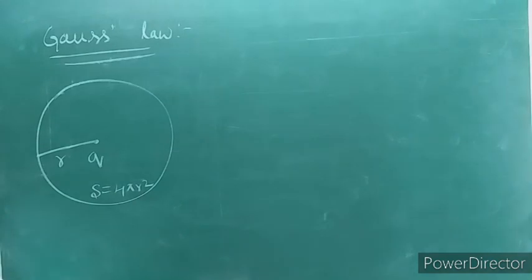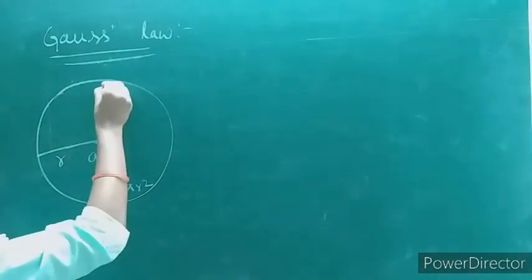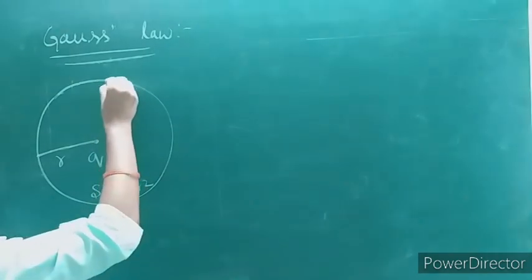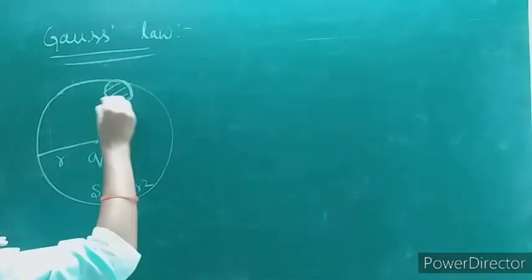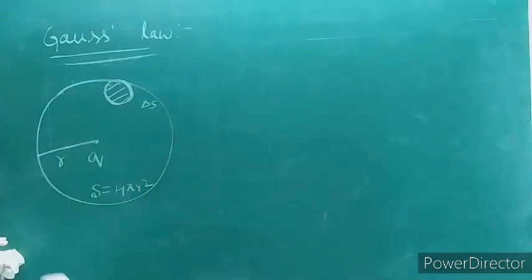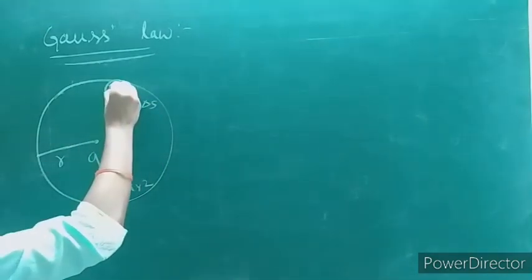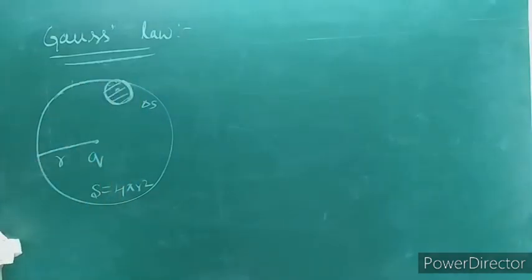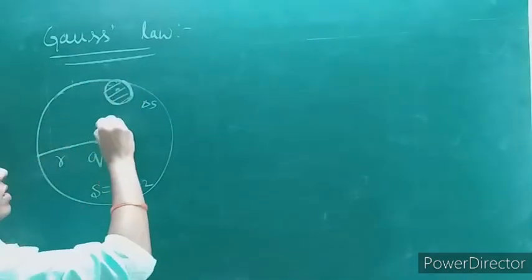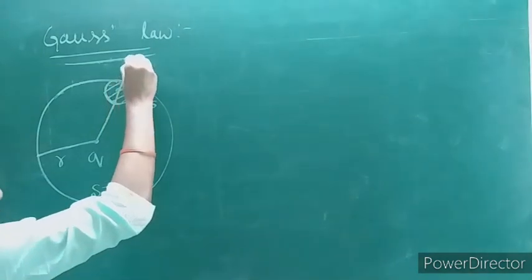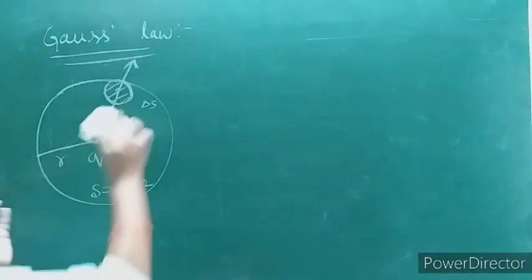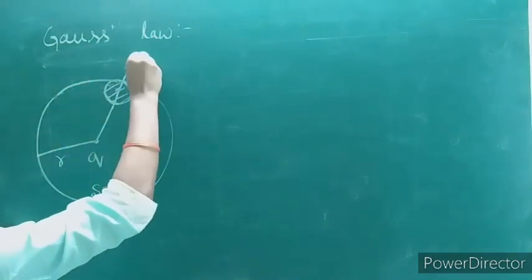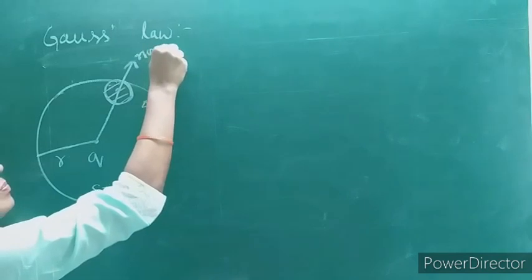Now, in order to apply Gauss law, let us consider a small area element. I have considered the small area element as delta S. For this small area element, I am drawing the normal. In the case of a sphere, the normal should always be drawn along the direction of the radius. Okay, this is the normal.